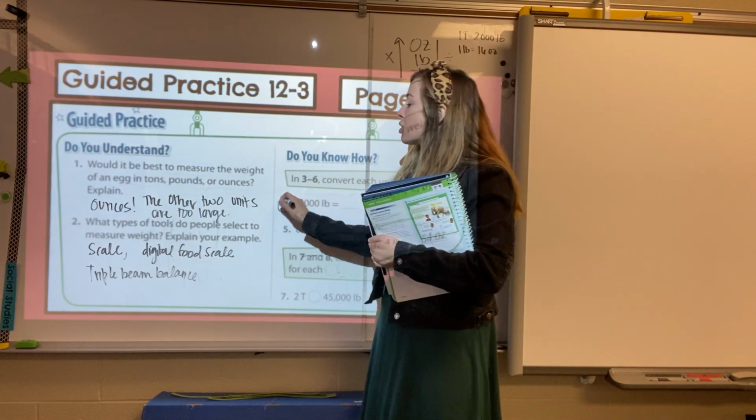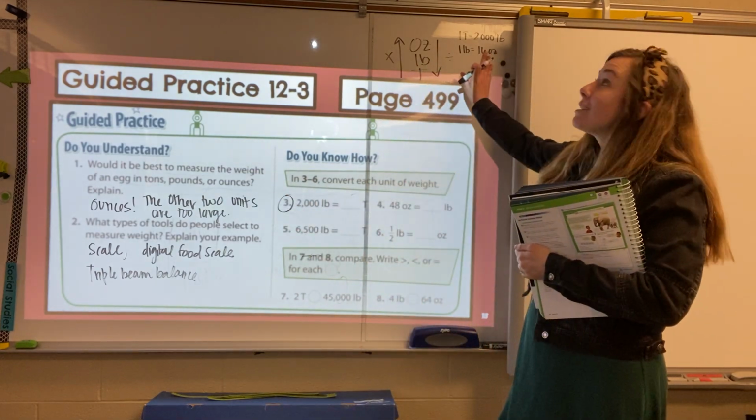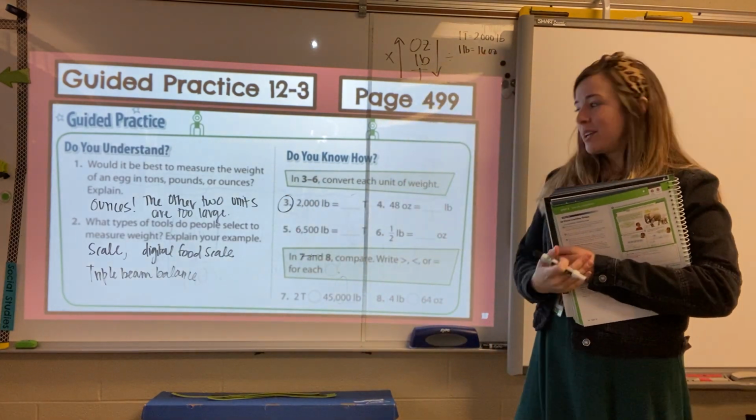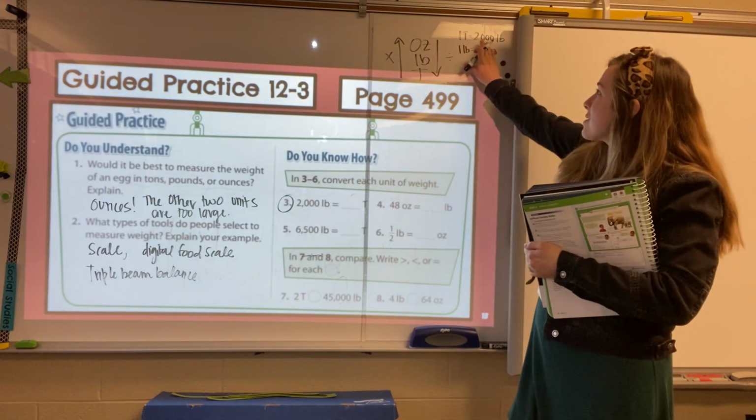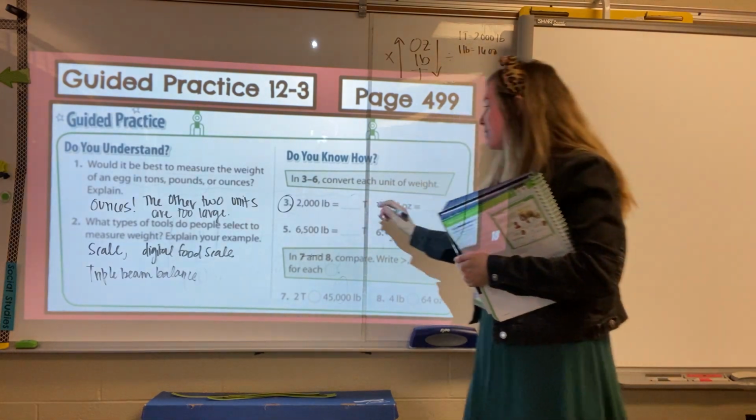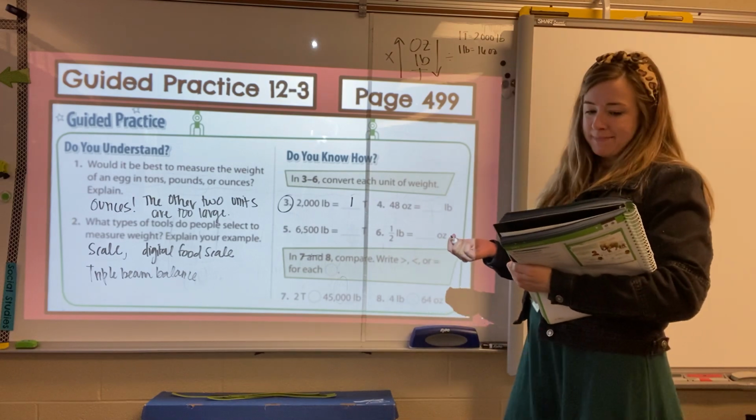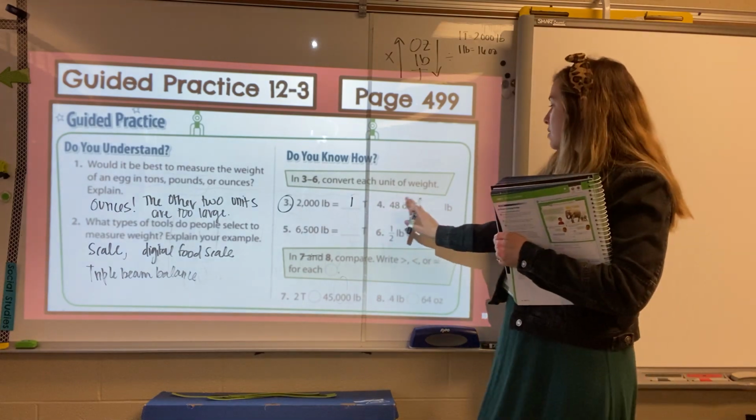I want you to try this one right now. Use this little hint up here and see how you do. Okay, well, it tells us 2,000 pounds is equal to 1 ton. So bada bing, bada boom, it's 1. Now, 48 ounces, 2 pounds.